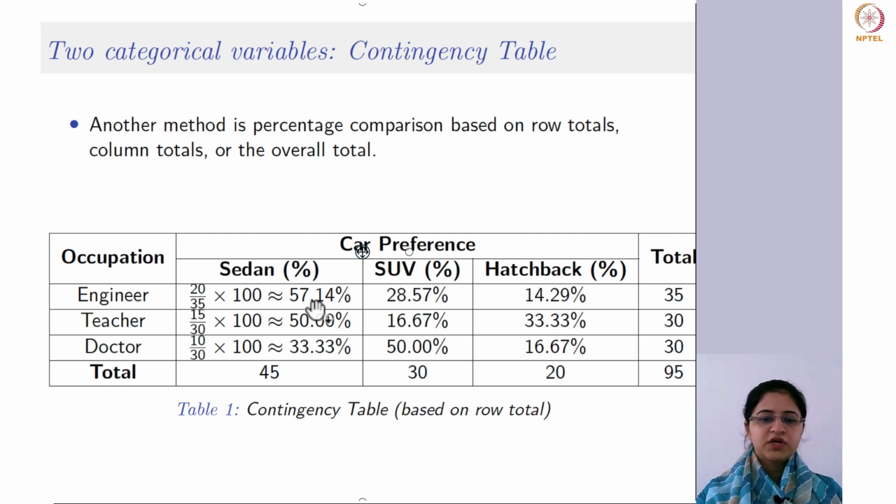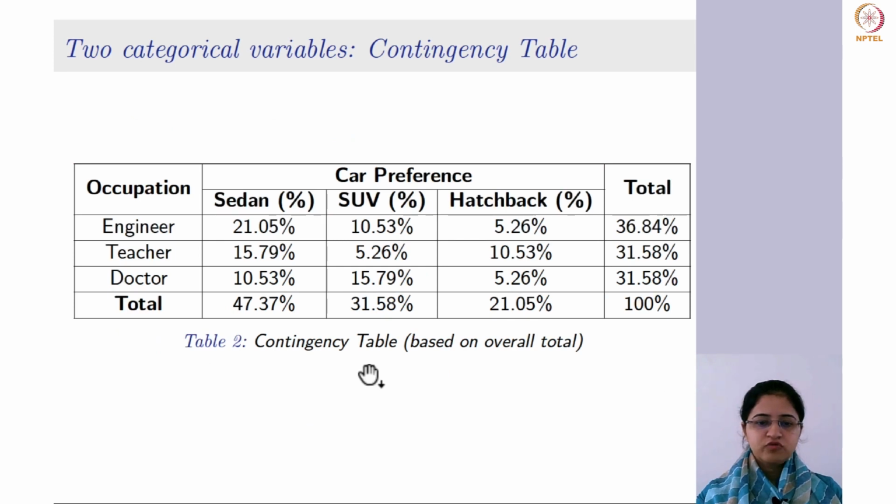And obviously you can make it in terms of the overall total also. So 95 is the total number of individuals. So you divide by 95 and then multiply by 100. So this is what you get.